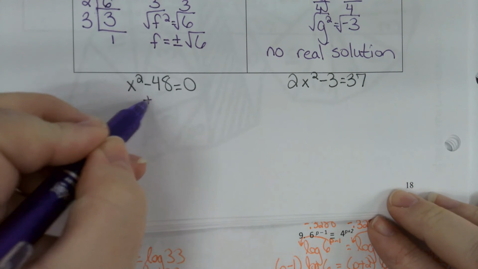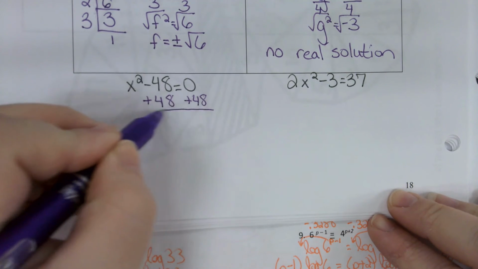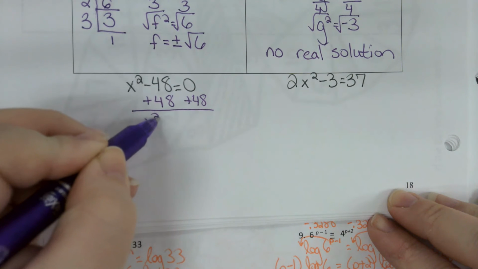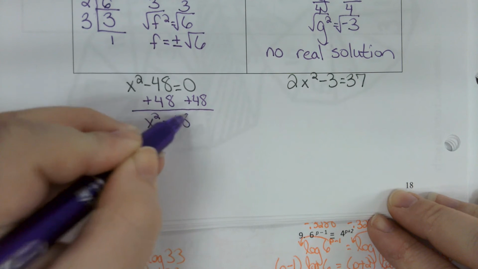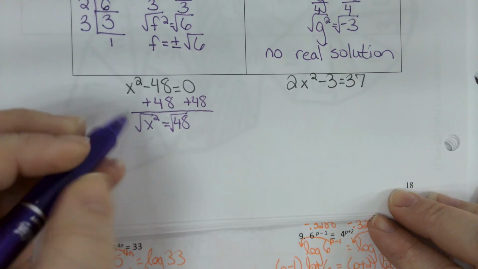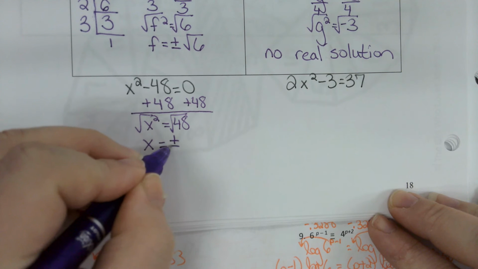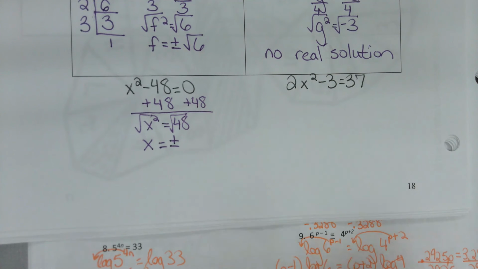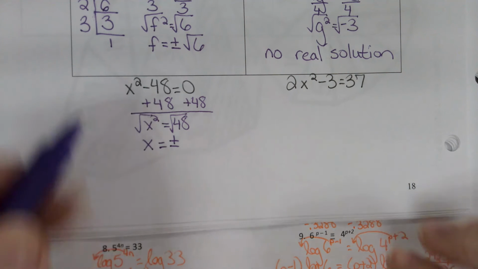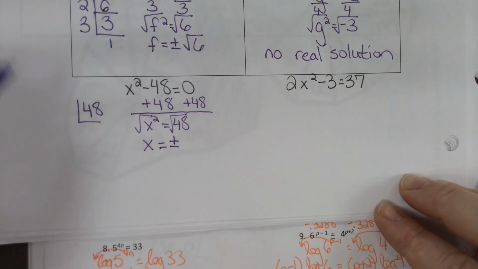We'll add 48 to this one on both sides so that x squared equals 48. Then we'll square root both sides of the equation to give us x is equal to plus or minus, but the square root of 48 doesn't come out to be a nice number because 48 is not a perfect square. So instead, we'll use our factor ladder, or you can use a factor tree.